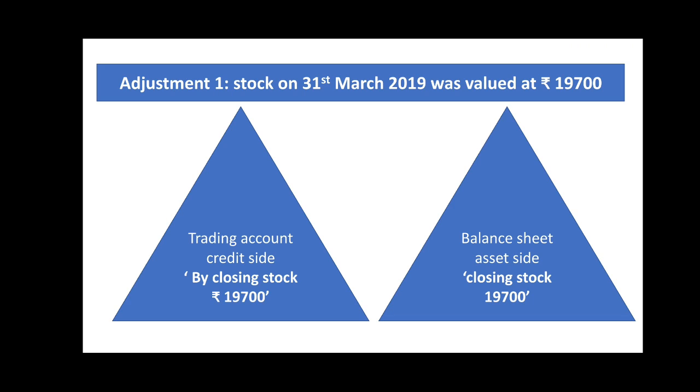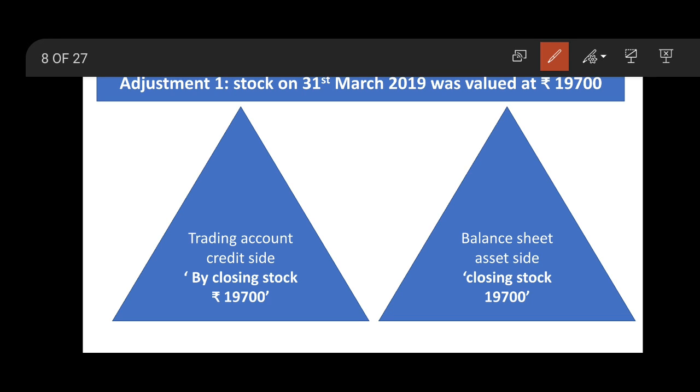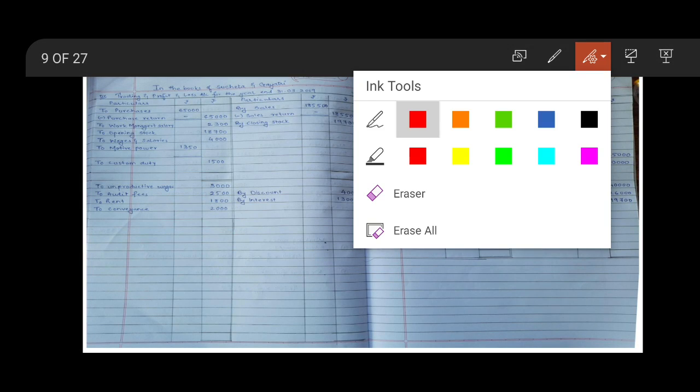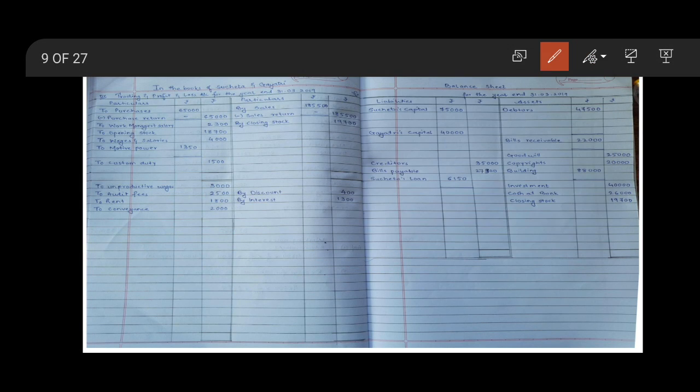The next step is to solve the adjustments. First is about closing stock. Stock on 31st March 2019 was valued at 19,700. Trading account, credit side, by closing stock 19,700. Balance sheet asset side, closing stock 19,700. Here you can see trading account credit side we have written by closing stock 19,700 and balance sheet asset side closing stock 19,700.